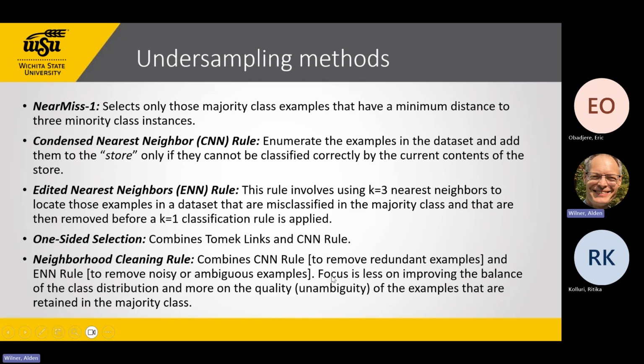In this case, we are looking for not so much improving the balance of the class distribution. We're looking for the quality, or the lack of ambiguity, the information content of the examples that we do retain in the majority class. So these are things that are unambiguous, that don't cause problems with the minority class classification.